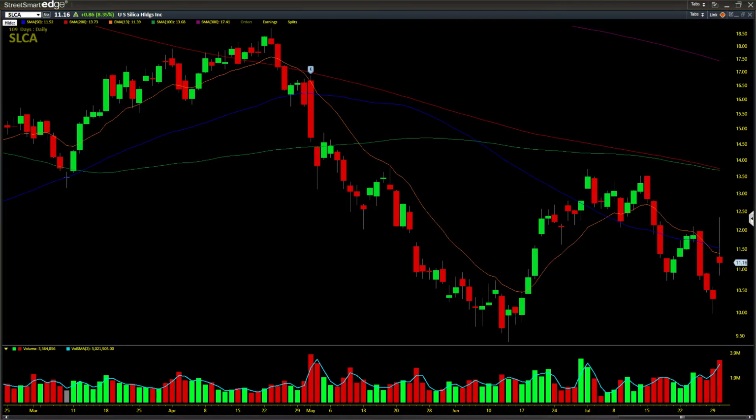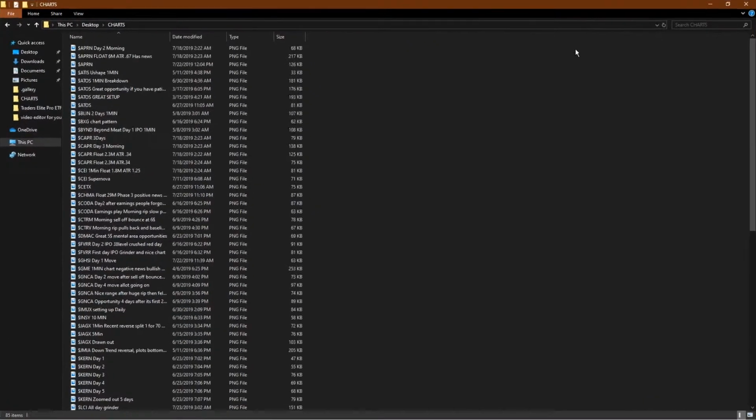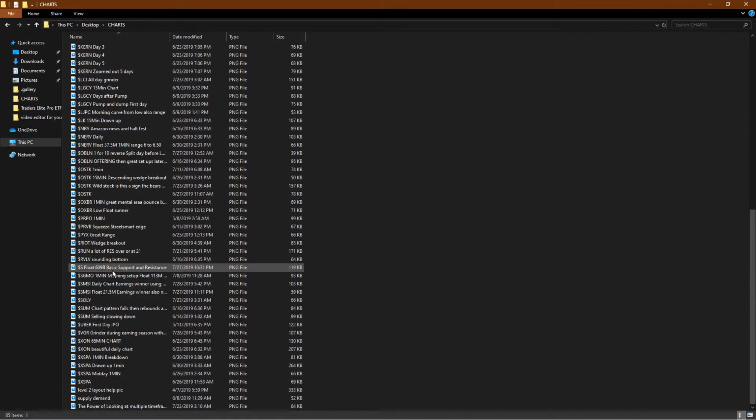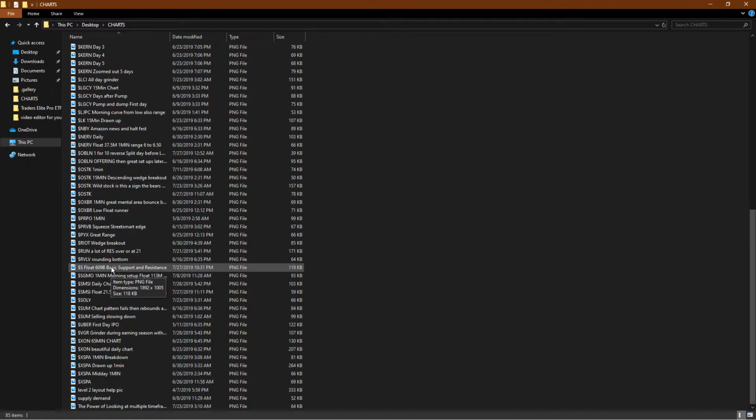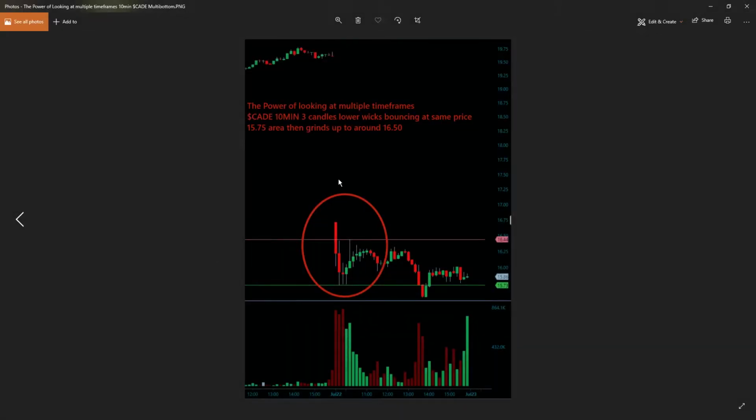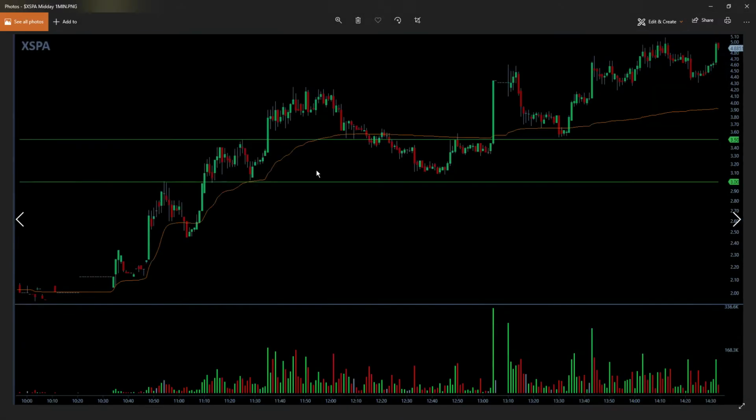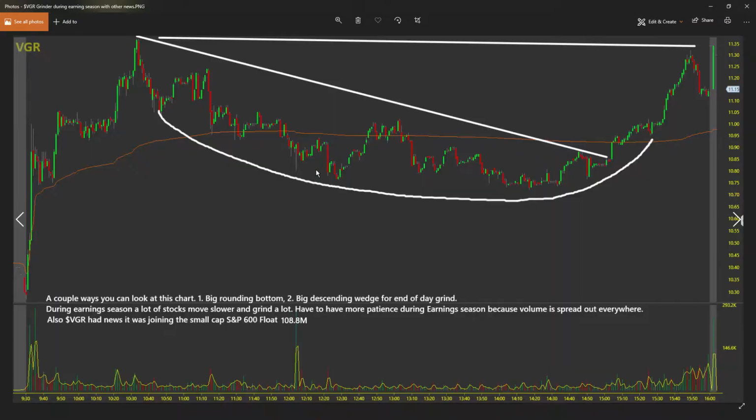So let me bring up a good example. If I can find it real quick. You guys will like this example. Oh man, it might be under charts. It's a lot of charts to go through. I take pictures. All these are pictures of charts. All types of different charts. It's not this one. I'm gonna have to find it real quick.